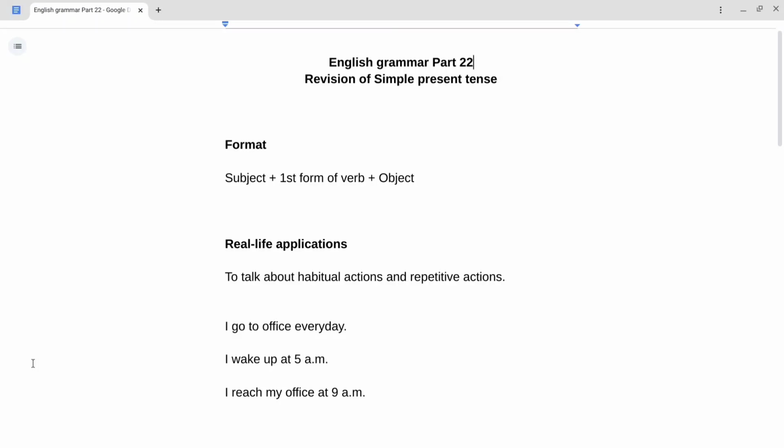We are going to part 22 of English grammar and here we have the revision of simple present tense. We have completed some portions in simple present tense, basic words and simple present tense.